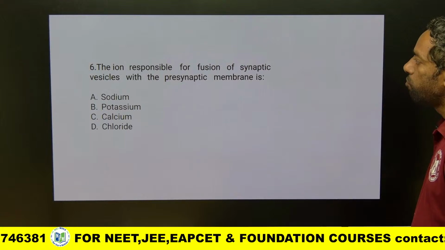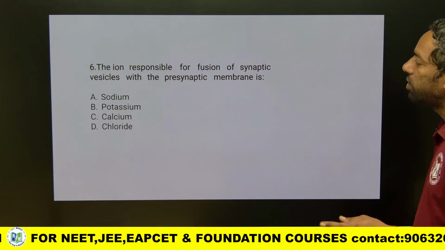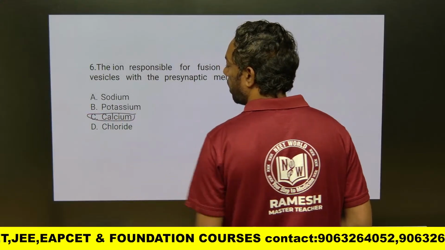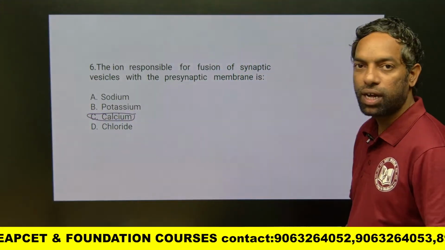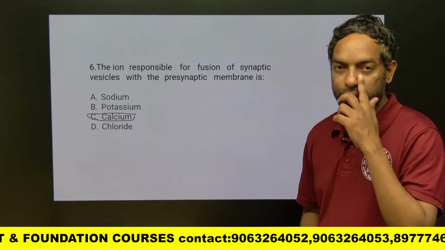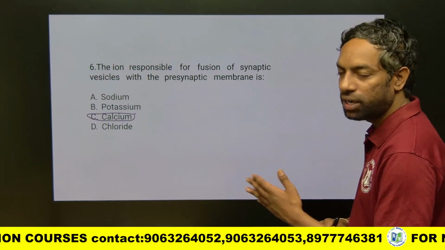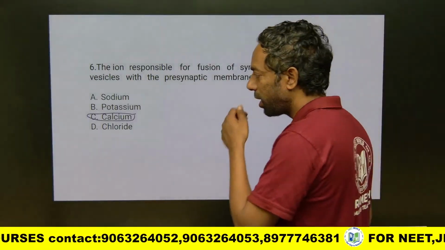The ion responsible for the release of synaptic vesicles is calcium. Calcium pushes the neurotransmitter into the synaptic gap, where there is acetylcholine. Okay? Calcium pushes it into the synaptic gap. Okay?